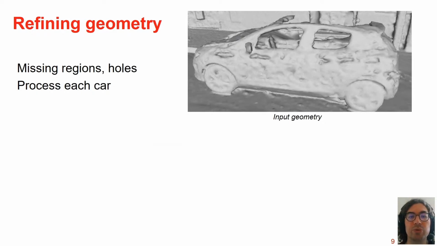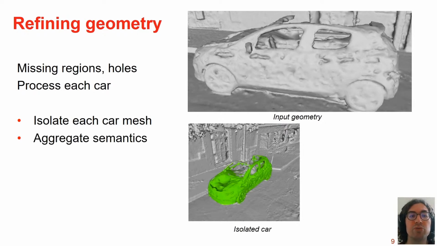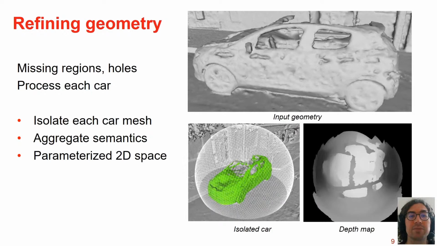The first thing we want to do is to be able to isolate each car from the global mesh. For this, we reproject semantic labels from input views to the mesh to obtain a multi-view consensus and extract the car. We now want to refine the geometry of each car and fill, for instance, missing surfaces. Because the car mesh is potentially noisy, with multiple components and spurious geometry, we move to a more appropriate 2D space for refinement. We project the car onto a bounding sphere, generating a fisheye-like depth map.